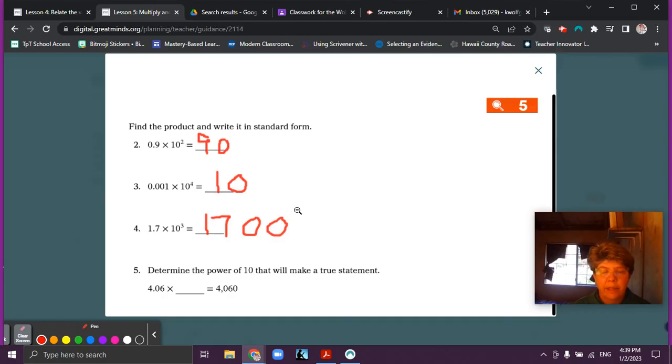Okay, determine the power of 10 that would make this a true statement. I'm going to leave that one for you to do on your own, but I just want you to remember that the exponent in the power of 10 tells us how many tens we're multiplying by, and the number of places each digit in the decimal number shifts to the left, right? If it's a fourth power, then I'm going to go 4 places.